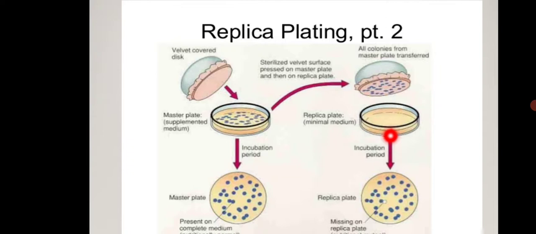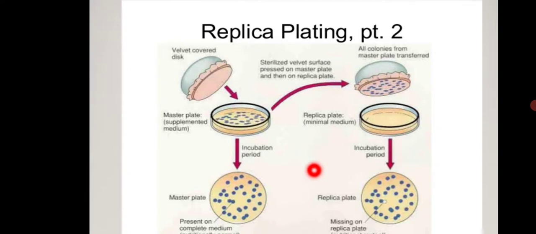Minimal media means it lacks nutrients; sufficient amounts of nutrients are not present as compared to the nutrient agar medium. The name itself indicates the nutrients are in minimum quantity, hence the minimal medium. So from the master plate we have replicated onto this replica plate. Allow the plate for incubation. After 24 hours, you can see the difference between the master plate and your replica plate.